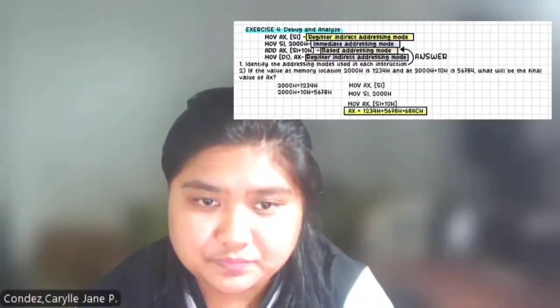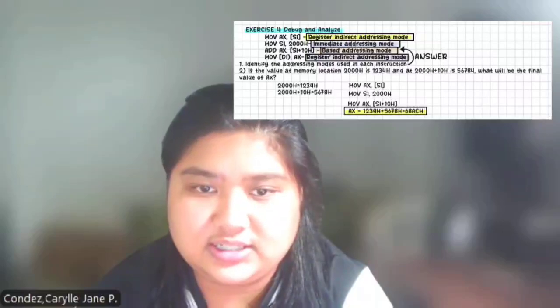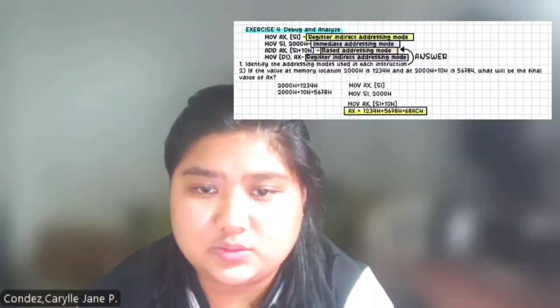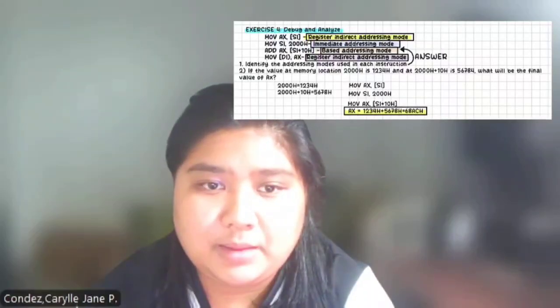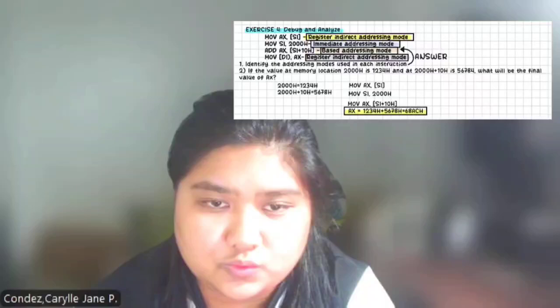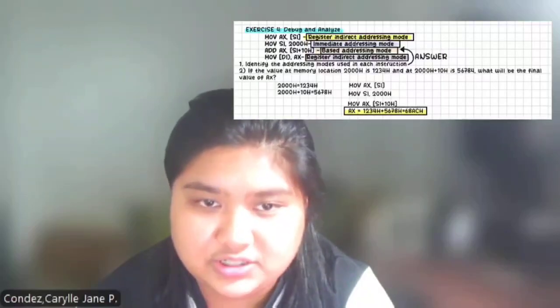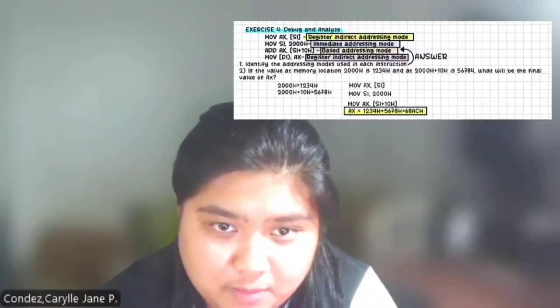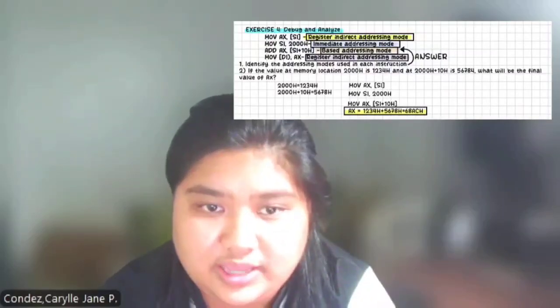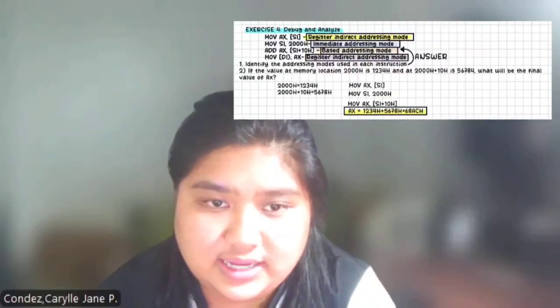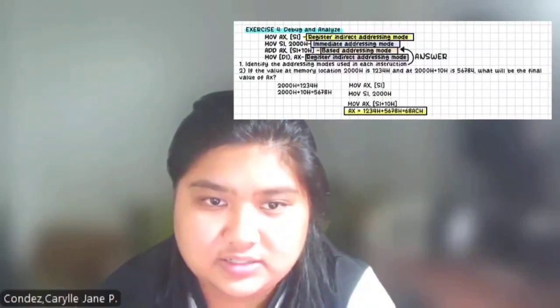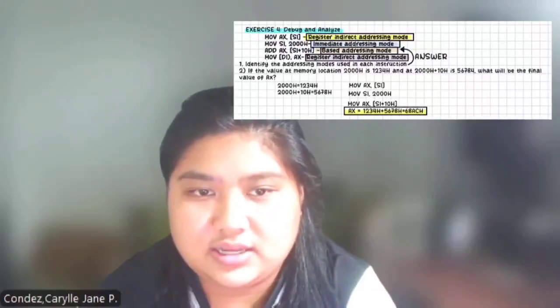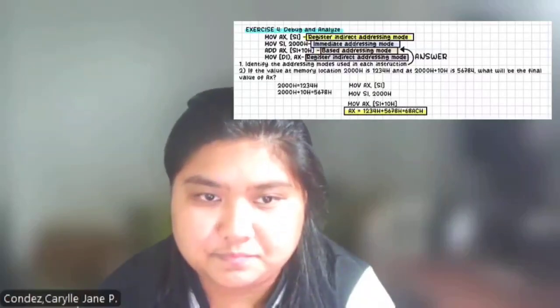So for the last one, it is register indirect addressing since DI contains the address where AX will be stored. So to find the AX value, so the given problem, memory at 2000H equals 1234H, and then memory at 2000H plus 10H equals 5678H. So the program does AX equals 1234H plus 5678H equals 68ACH. So that's the final value of AX.